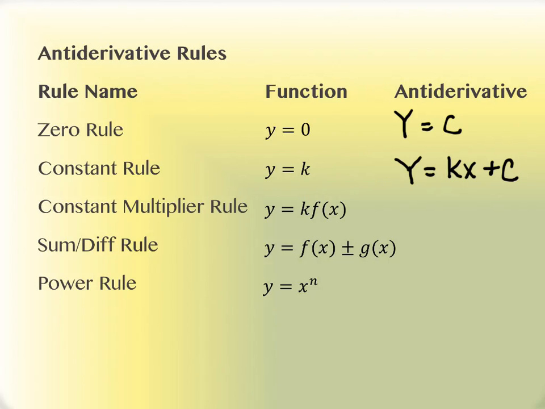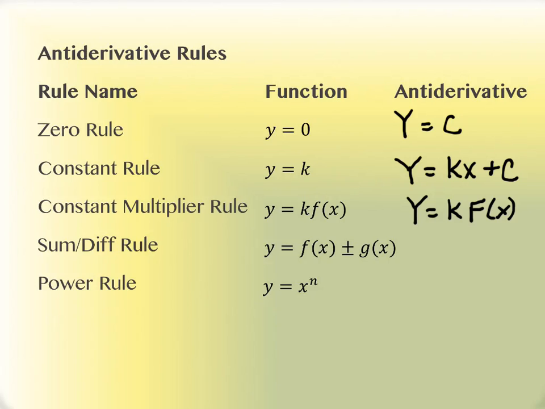Now the next one isn't actually the same rule, but it's very similar. What do you think is going to happen when we have a constant multiplier? Take a guess. Right. It'll very much mirror what we did on the other one with a constant multiplier. The constant just stays because it's multiplied. And then we take the antiderivative of the other piece. In this case, it was small f of x, so we're going to call it capital F of x.